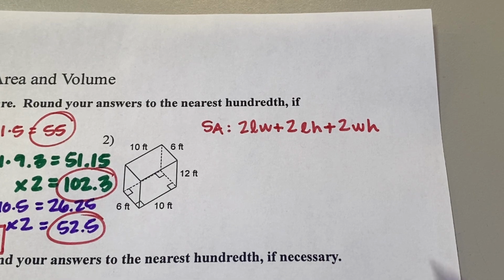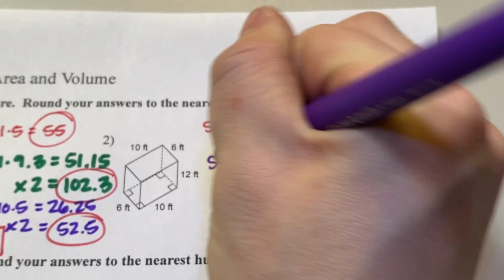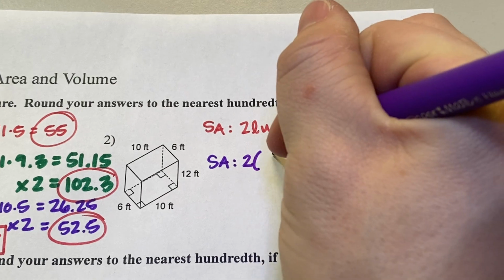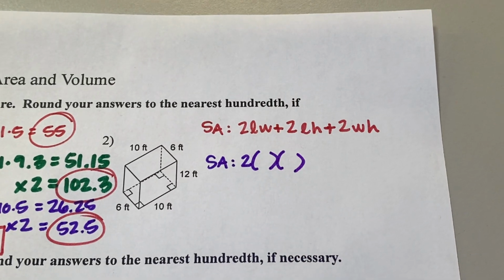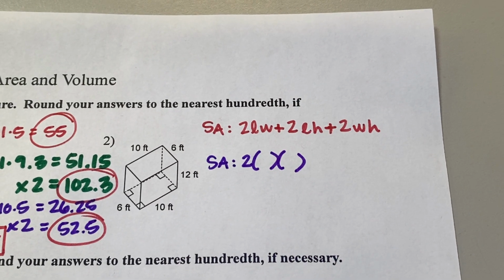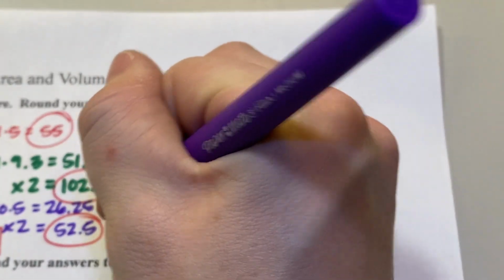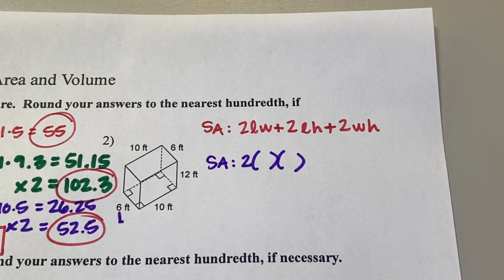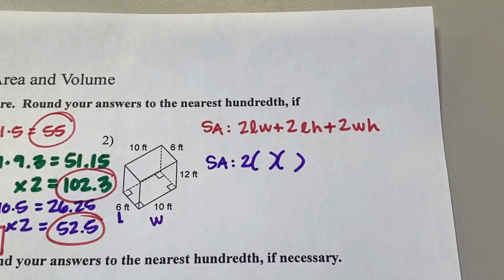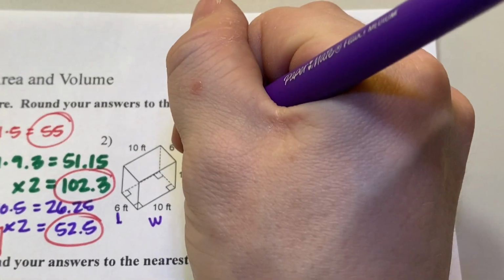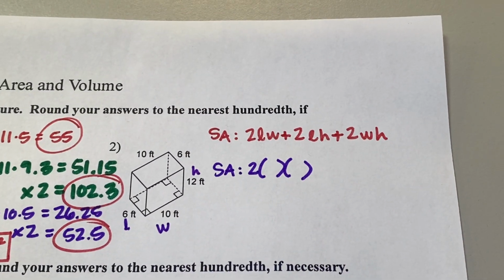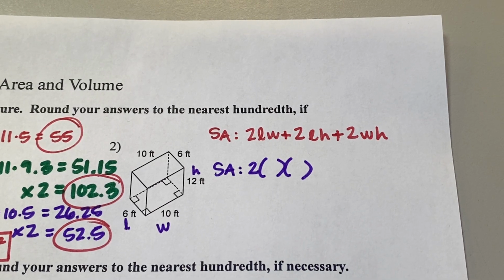Okay, so for example, if I want to find the surface area, I would need 2 times my length and my width. Okay, let's do that first. Let's identify what these are. What is my length? Just identify the length of this box. 6. 6? Sure. We'll make 6 our length. What about our width? 10. 10? Sure. What about our height? 12. Good job.